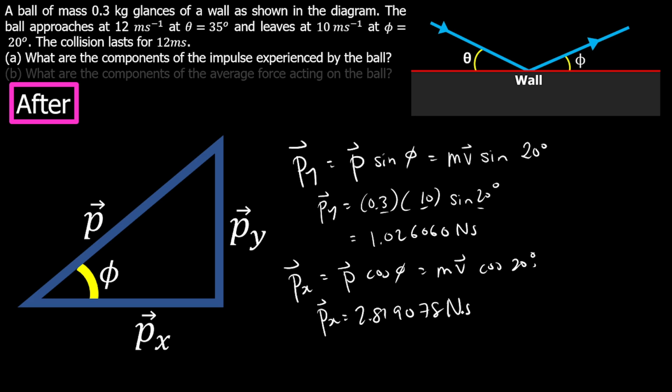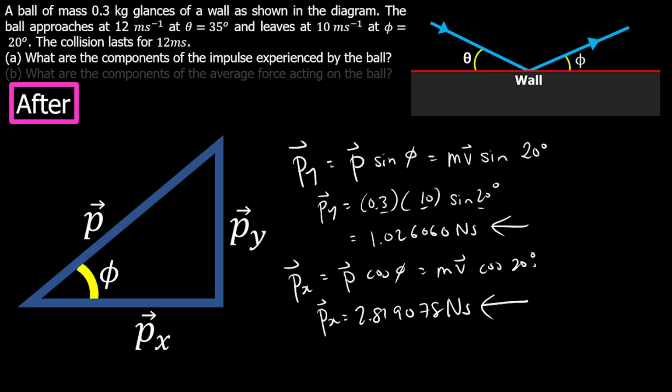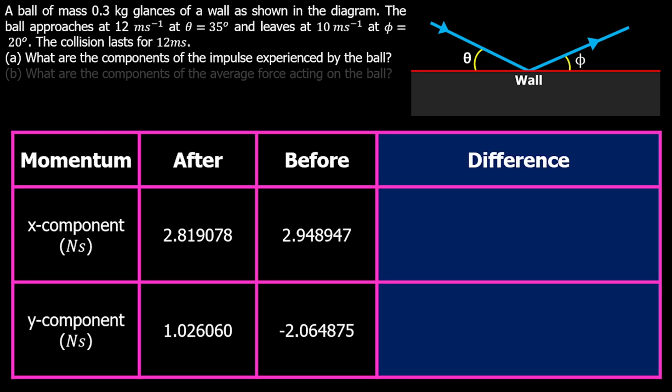9078 Newton second. Okay, so now we have two values, right? We have the before and after. Before, after, before, after. Alright? So in order for you to calculate impulse, you have to know the difference. So we will match the y component before with the y component after, the x component before and the x component after.